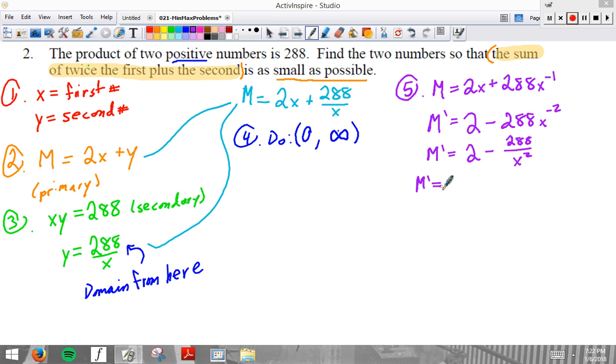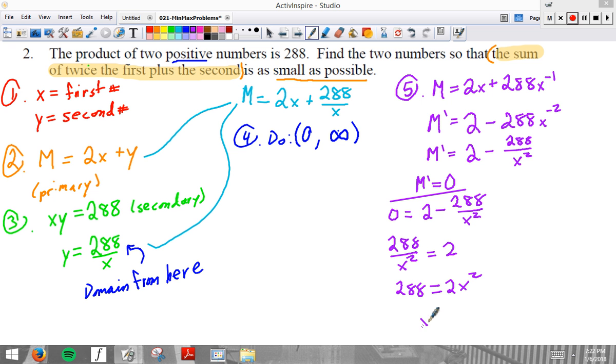Looking for critical numbers, m prime equals 0. 0 equals 2 minus 288 over x squared, 288 over x squared equals 2, 288 equals 2x squared, x squared equals 144, and we'll make it x equals 12 or negative 12.